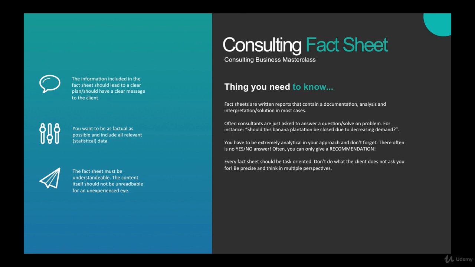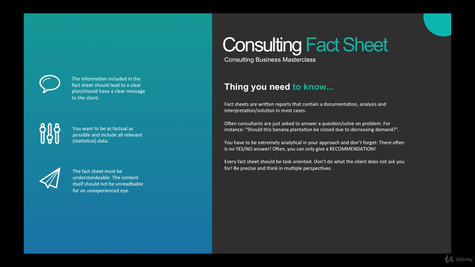there often is no yes or no answer. So for instance, the question, should this banana plantation be closed due to decreasing demand, actually has a yes or no answer because the question is asked like that. But believe me, often there is no yes or no answer. There's only a recommendation. So basically what you're doing is recommending, all right, this plantation should be kept open because of this reason, or it should not be kept open because of this reason.